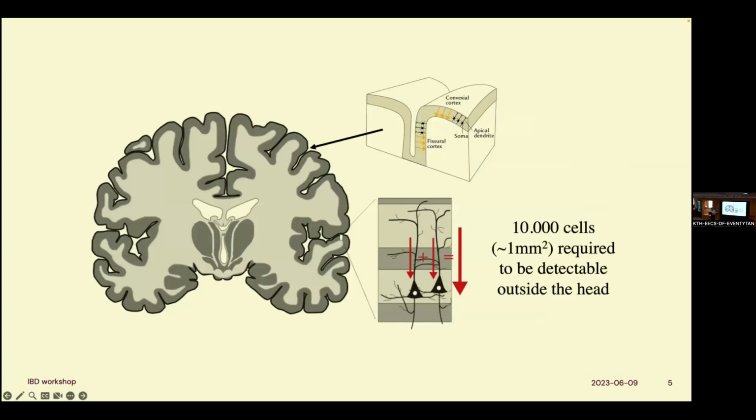But fortunately, the brain is organized in a way that helps us with this. We have in the cortex these pyramidal cells that are oriented more or less parallel to each other, perpendicular to the cortical surface. When multiple of those are activated at the same time, the fields sum up if the current points in the same direction, of course. We need around 10,000 cells, or about a square millimeter patch of cortical surface, to get a signal that we can actually pick up outside of the head.